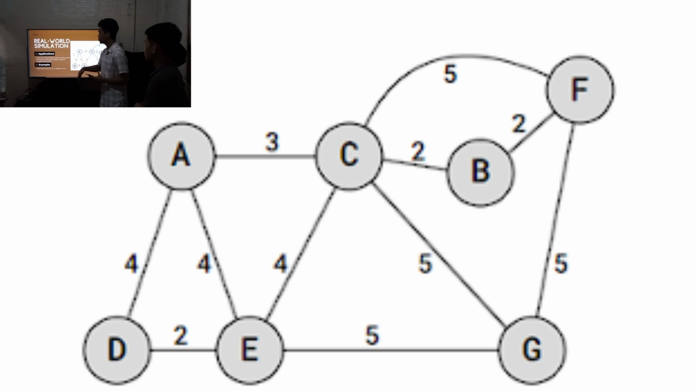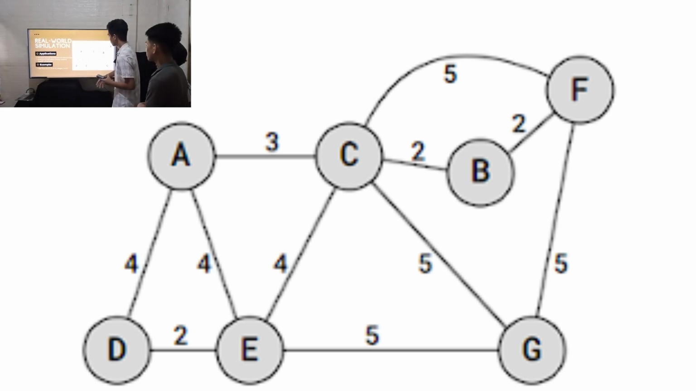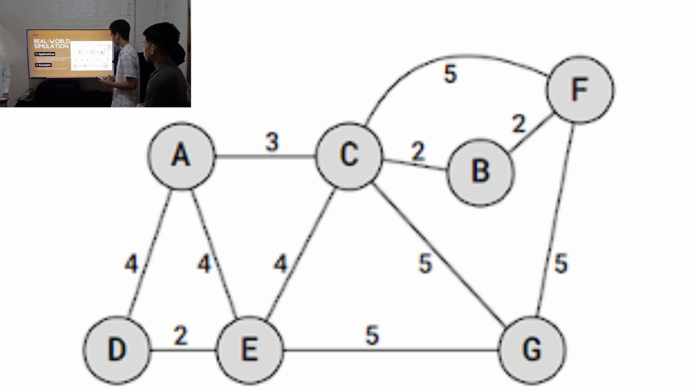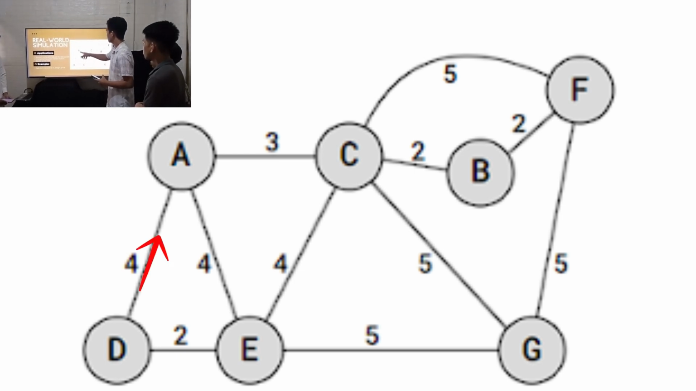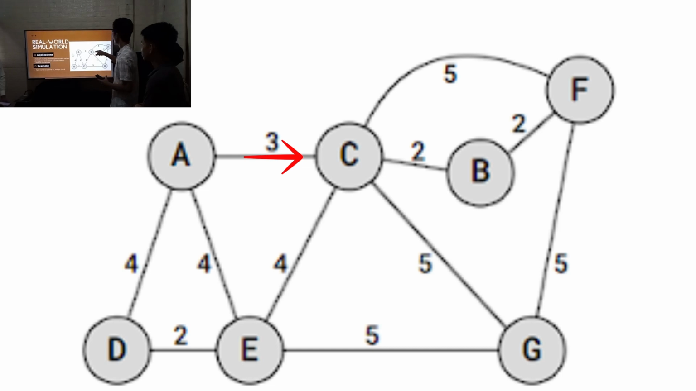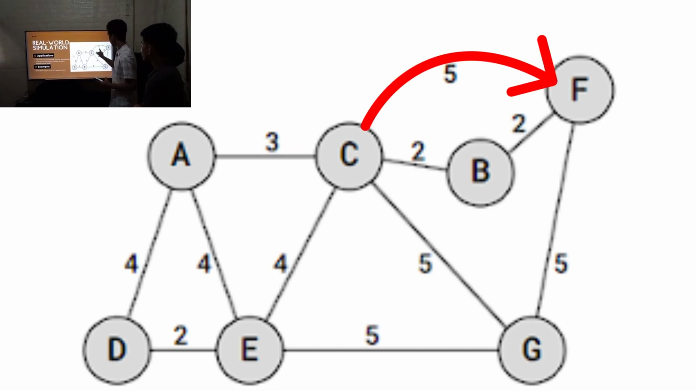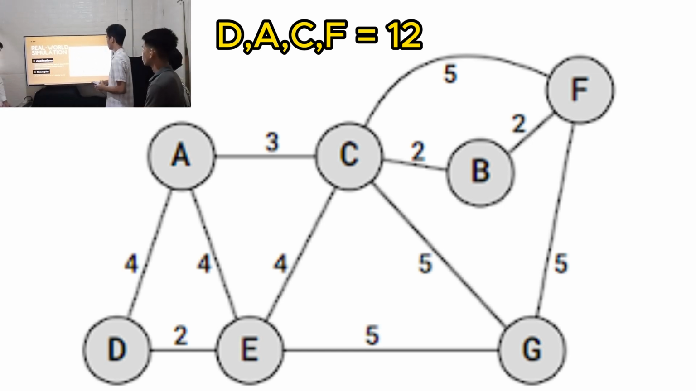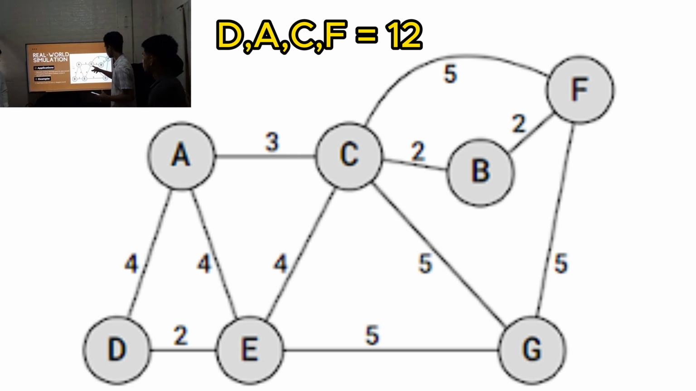Let's put it in the emergency evacuation. Our current location is D, then our final location is F. So let us find the shortest path. First, we go from D. D to A is 4. Then A to C, 3. C to F is 5. So the total is 4, 7, 12. So that's the total distance from D, A, C, and F.